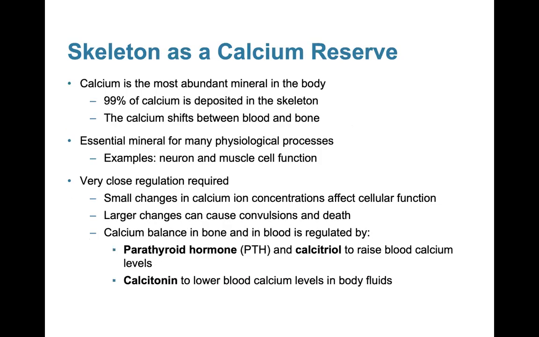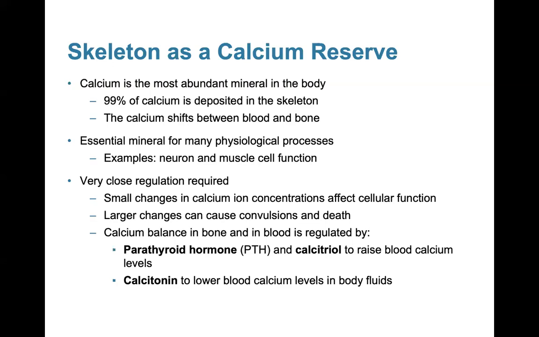Now, the skeleton as a calcium reserve. Calcium is the most abundant mineral in the body. 99% of calcium is deposited in the skeleton. The calcium shifts between blood and bone. It is an essential mineral for many physiological purposes, such as neuron and muscle cell function. And if the body needs that calcium for these particular functions, it will actually pull it from bone.